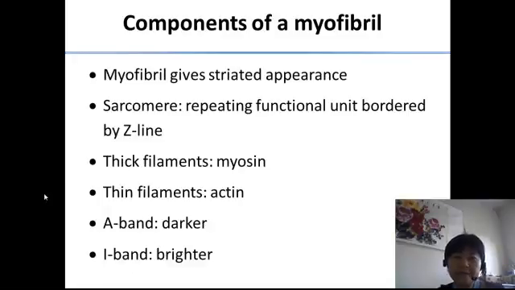Within the myofibril, we have the thick filaments, which are myosin, and the thin filaments, which are actin. Both of them are specific types of protein. The A band is the dark band and the I band is the bright band.